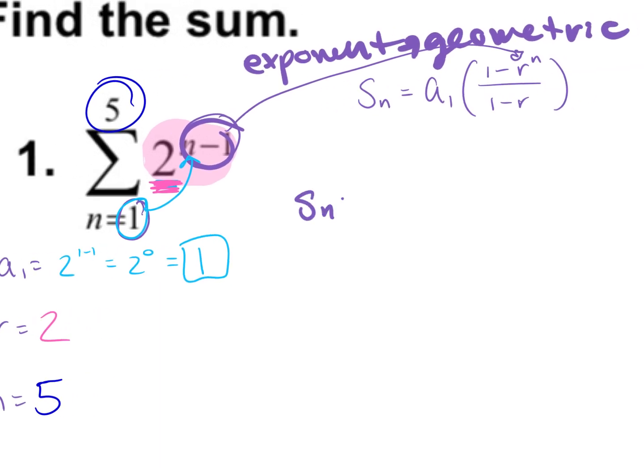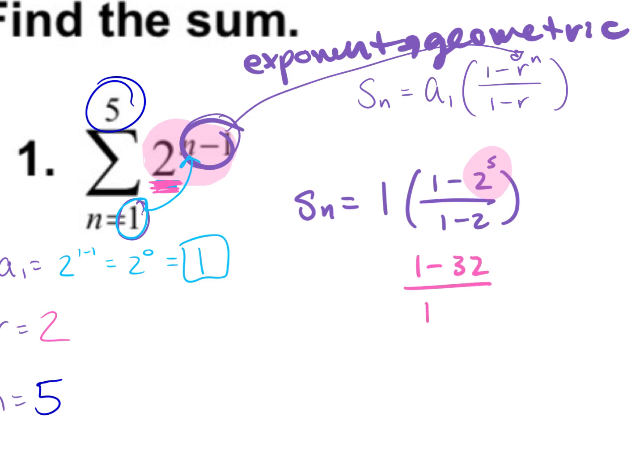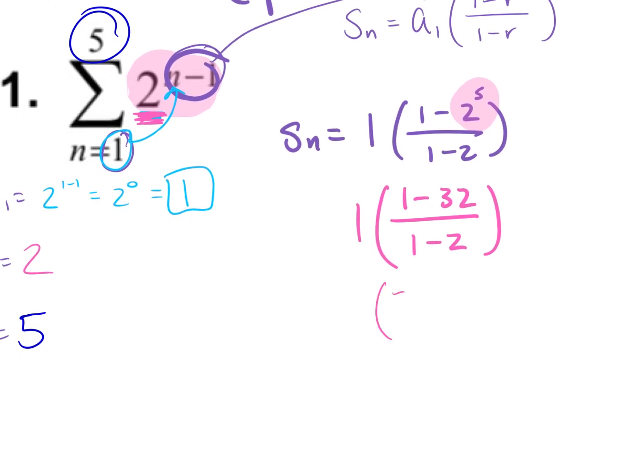So let's plug everything in. So the sum is equal to our first term, 1 times 1 minus r, which is 2, to the power of n. It's 5 over 1 minus 2. Make sure you follow your order of operations. What do I have to do first here? The exponent. 2 to the 5th power would be 32. So I have 1 minus 32 over 1 minus 2. What's 1 minus 32? Negative 31. And 1 minus 2? Negative 1. Negative 31 divided by negative 1. It's just 31. And then times 1 would also just be 31. So the sum of our 5 numbers is 31.